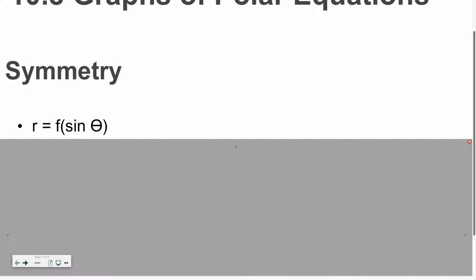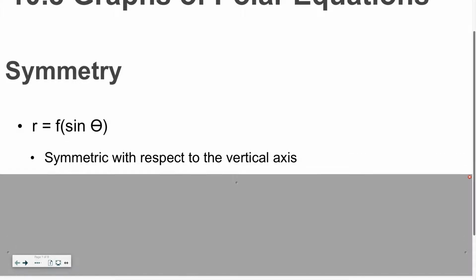If we have a sine in our equation, what variable do we typically associate sine with, like on the unit circle? Y. And Y we associate with vertical. Okay? So when you have a sine function in your equation, you are going to see some vertical symmetry in your graph. Whether it be a circle, a rose, or a limaçon, which are the three types of graphs you're supposed to kind of look at on that worksheet.